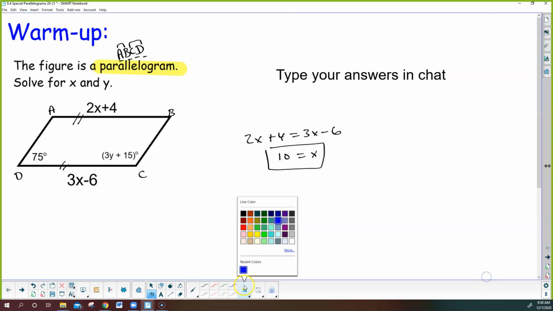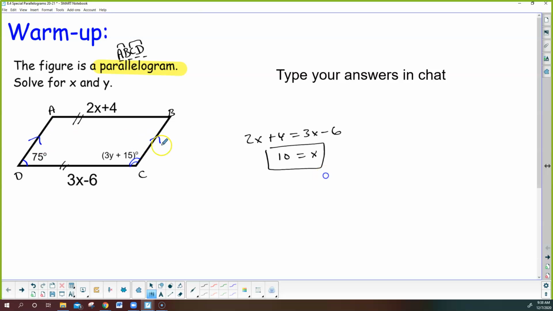And then for y, we need to take the idea that in a parallelogram, consecutive angles are supplementary. And the reason why is because these two lines are parallel, and here's a transversal. These are consecutive interior angles, which means 75 plus 3y has to, 75 has to equal 3y plus 15.